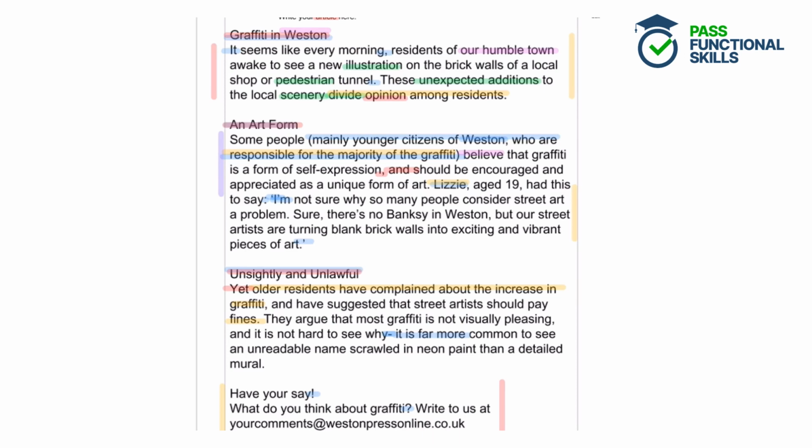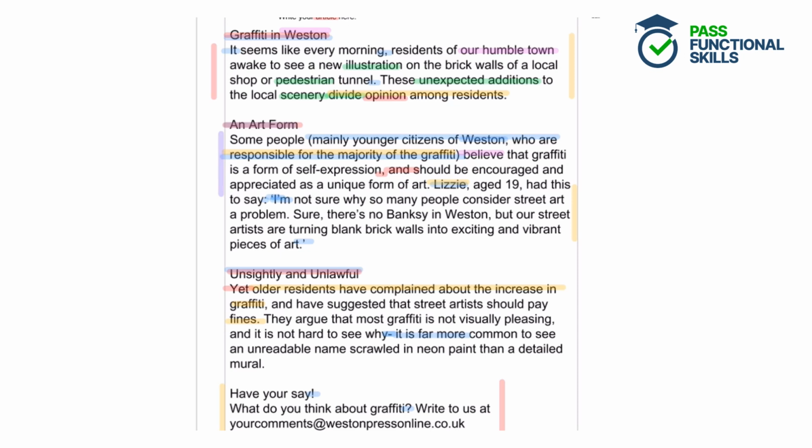We've got correct formatting in the answer for an article, and the use of paragraphs is really effective for the purpose of the text. We've got accurate spelling throughout the answer, and a range of punctuation has been used correctly, and the writing is very appropriate for the audience and the purpose specified in the question. So overall, a fantastic answer.